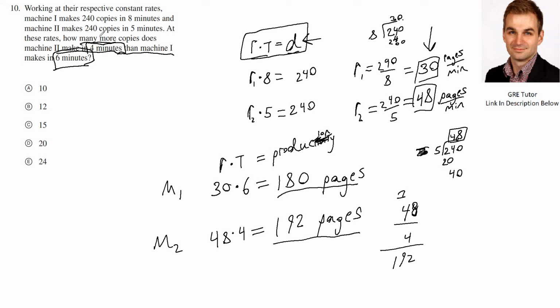And they want to know how many more copies machine 2 makes. So let's take 192 and subtract 180. And what do we get? Well, we get 12. The answer is B.